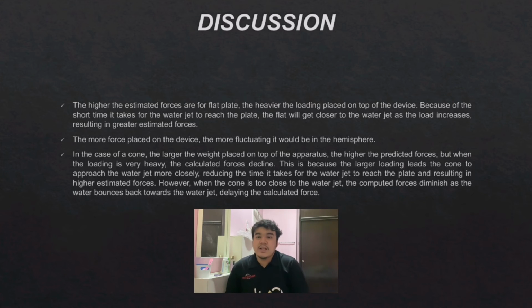This is because the larger loading leads the cone to approach the water jet more closely, reducing the time it takes for the water jet to reach the plate and resulting in higher estimated forces. However, when the cone is too close to the water jet, the computed forces diminish as the water bounces back towards the water jet, delaying the calculated force.